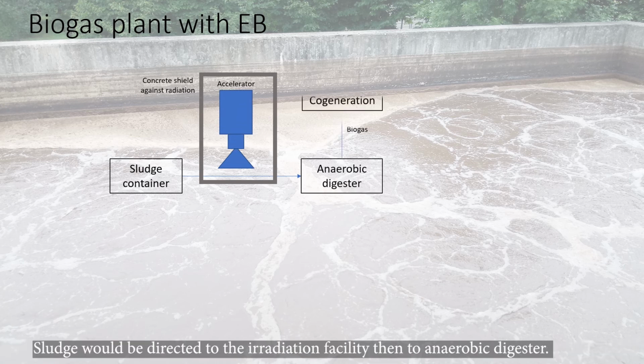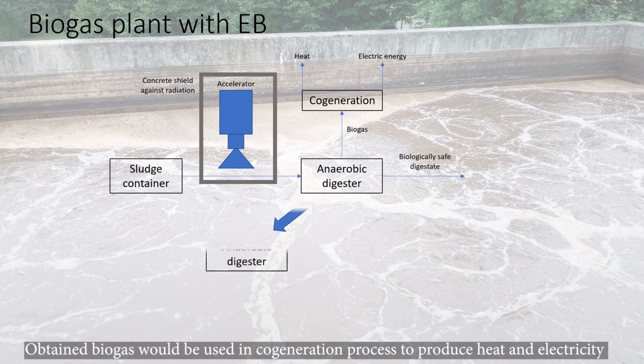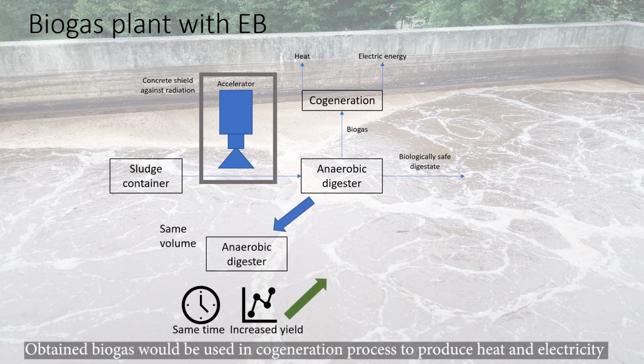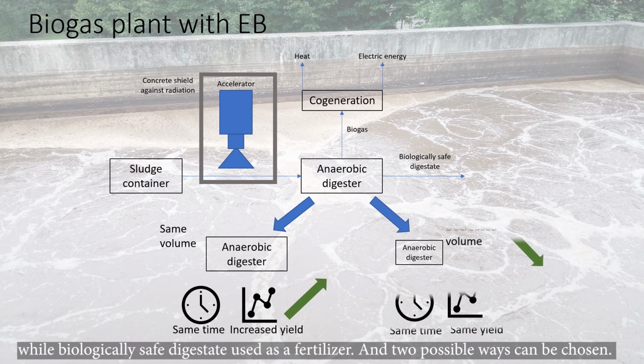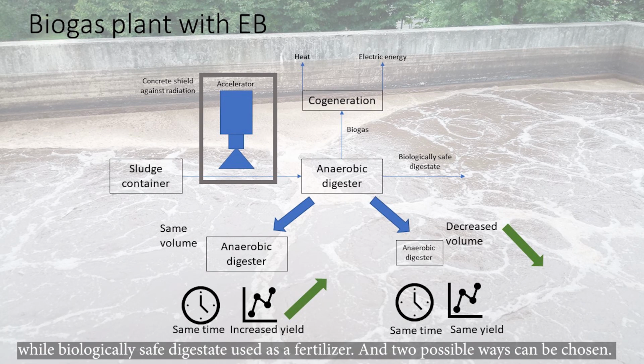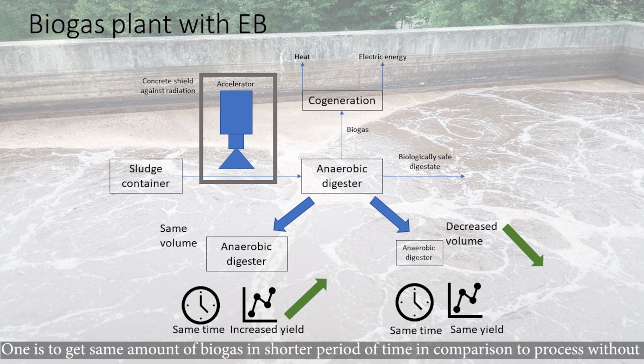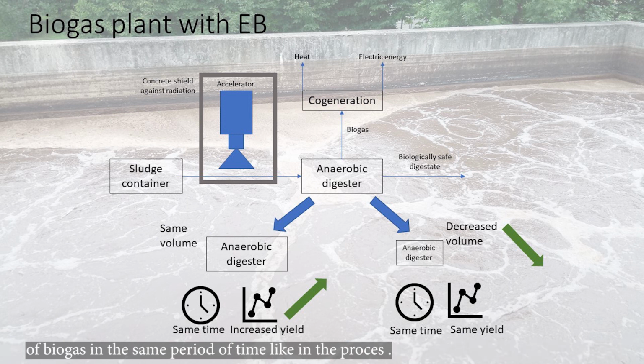Sludge would be directed to the irradiation facility, then to the anaerobic digester. The obtained biogas would be used in a cogeneration process to produce heat and electricity, while biologically safe digestate would be used as a fertilizer. And two possible ways can be chosen. One is to get the same amount of biogas in a shorter period of time in comparison to the process without electron beam treatment performed in the same digester size. The second is to get the same amount of biogas in the same period of time, like in the process with no electron beam, but with a smaller digester.